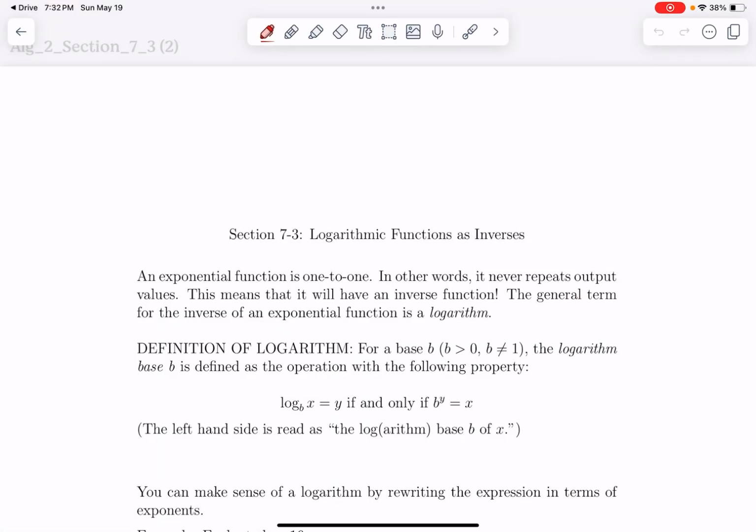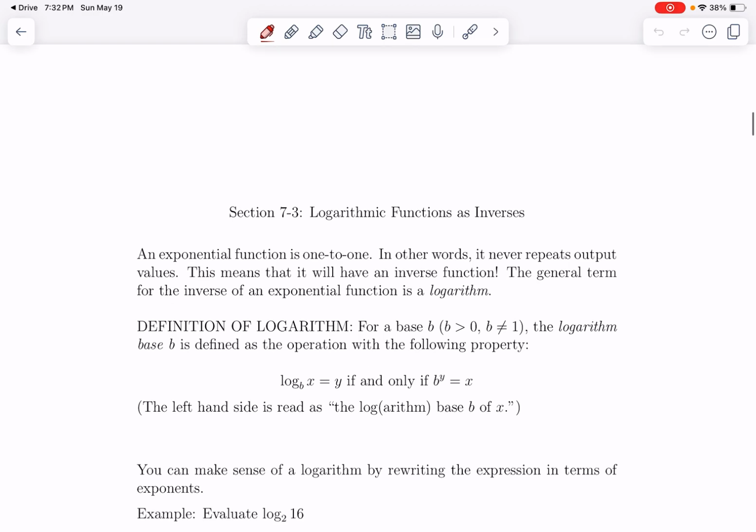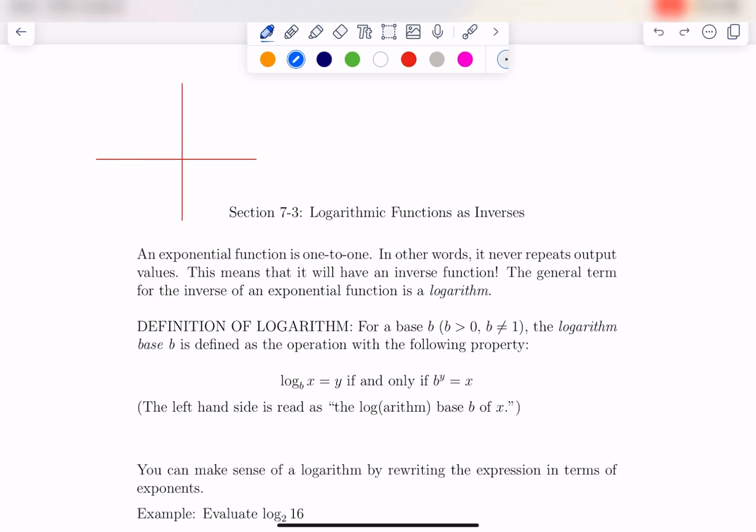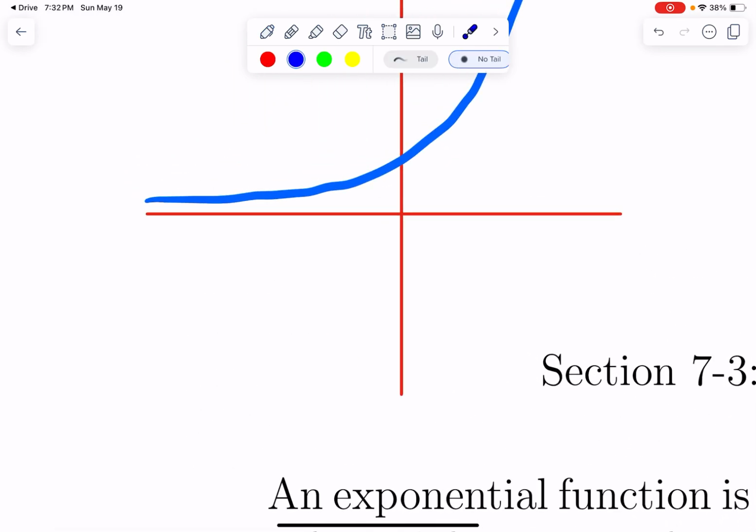Hello, this video will be about logarithmic functions as inverses. So we're starting with the notion of how an exponential function works. An exponential function, we'll recall, has this graph that is almost perfectly horizontal on one side and then grows. Let me draw this a little bit better. But even though it's almost horizontal, it's not literally horizontal.